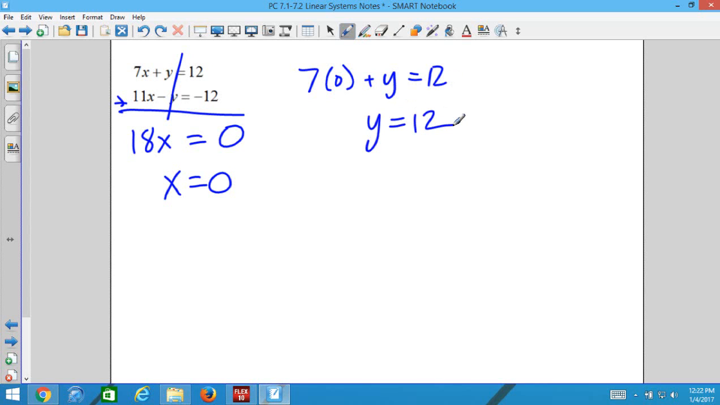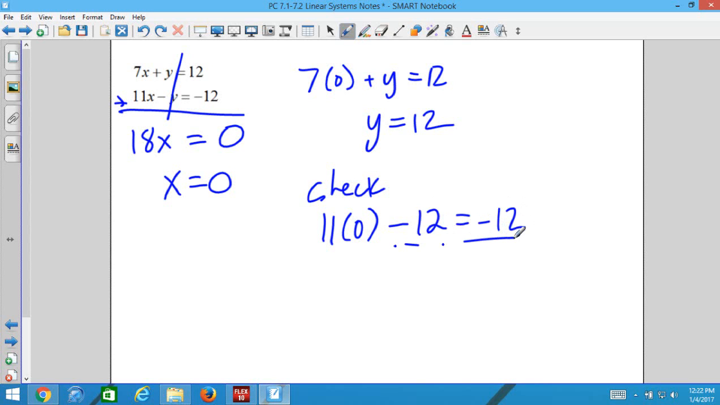I'm going to check it, just to make sure. 11 times 0 minus 12 has to equal -12, which it does. So that one has one solution.